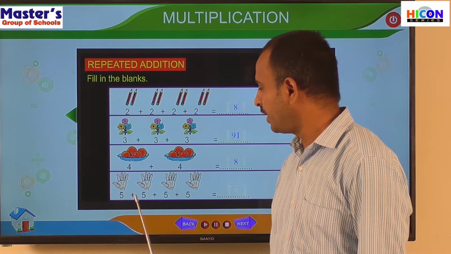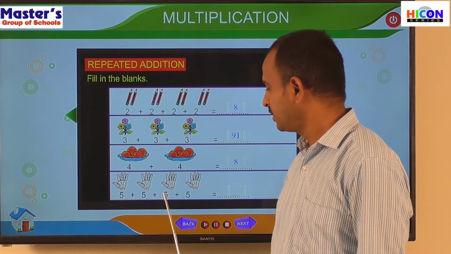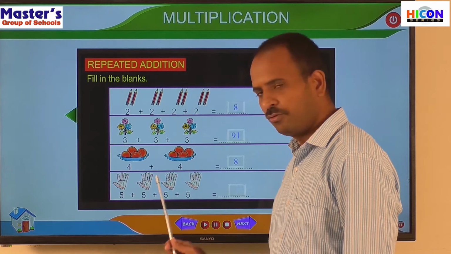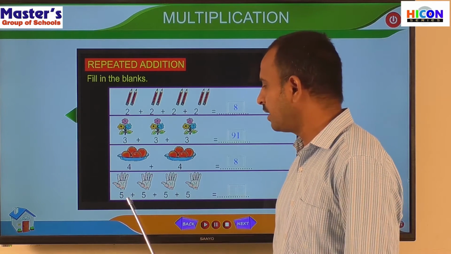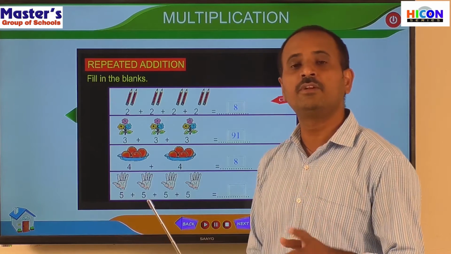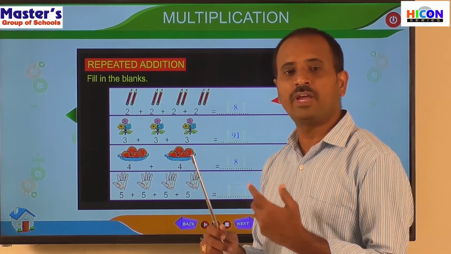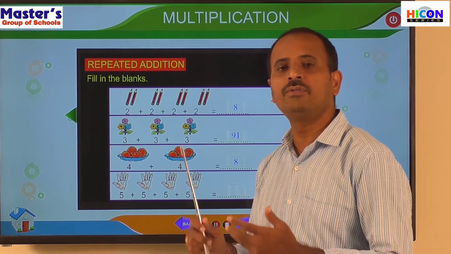That is 5 plus 5 plus 5 plus 5. So because there are 4 hands, that's why we have to add the number 5 4 times. That means 4 times 5. 4 times 5 means 4 into 5.